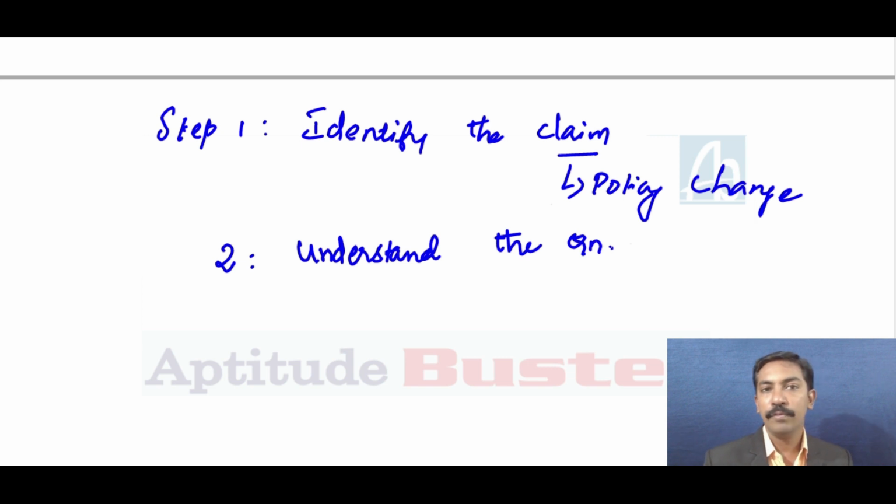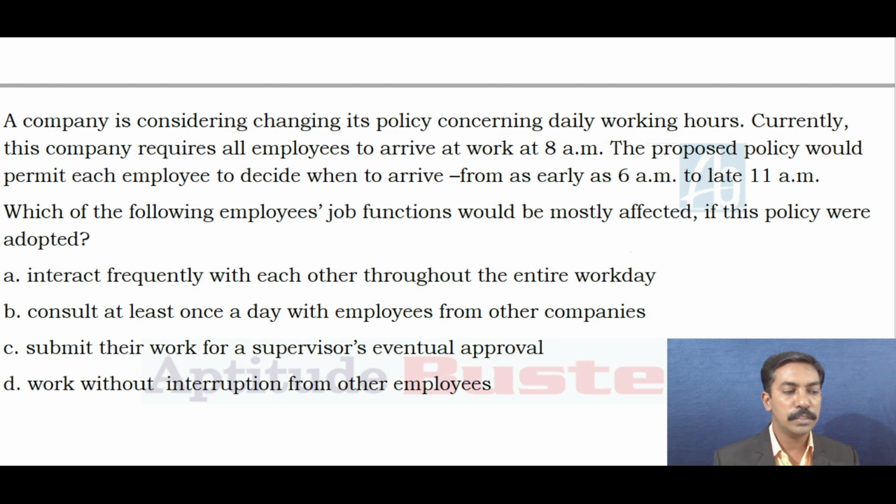You need to be careful with this step because reading a question doesn't mean that you have understood it completely. So understanding can happen by asking yourself the keyword in the question. The question asks which of the following employees' job functions would be mostly affected if this policy were adopted. So which is the keyword in this question? You're being asked to identify a function that would be mostly affected.